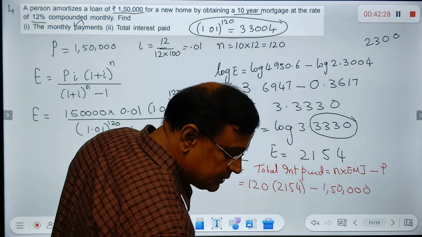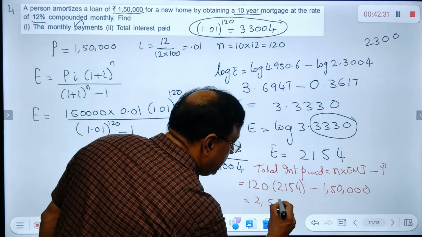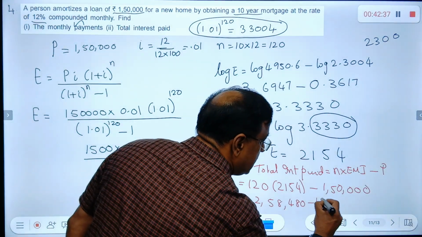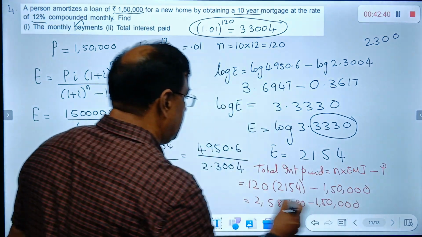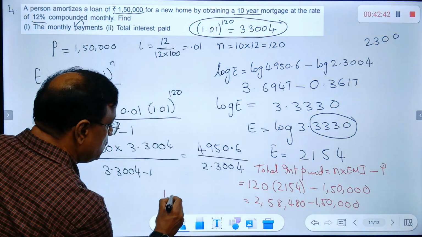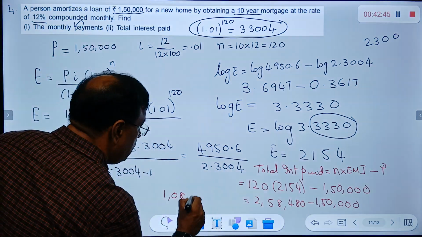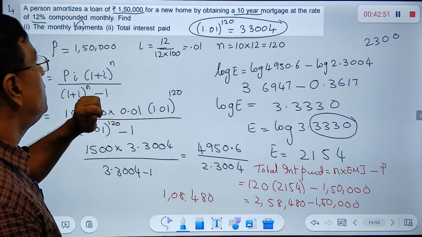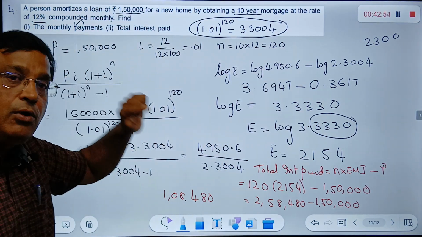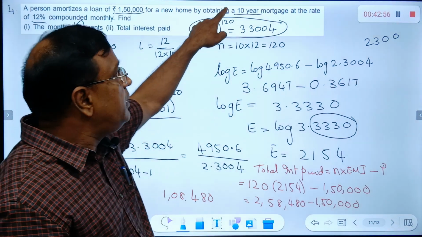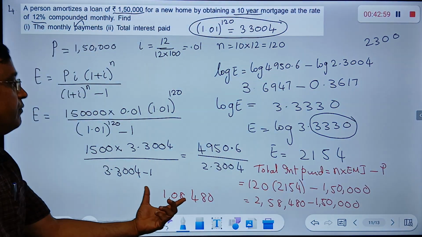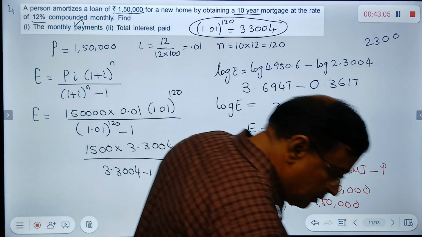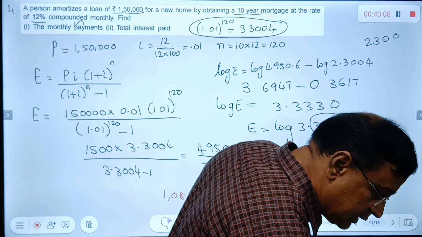So if I multiply this, I'm getting 2,58,480. I have done all the calculations, otherwise so much time will be wasted here. So when you subtract this, I'm getting total interest paid as 1,08,480. So if you borrow 1,50,000 at 12% interest compounded monthly, and if you're going to repay it for 10 years, see the amount of interest that you pay. Okay, so a person amortized a loan of 1,50,000. Now let's move on to the next part.